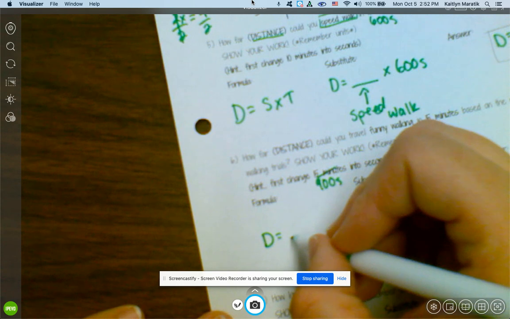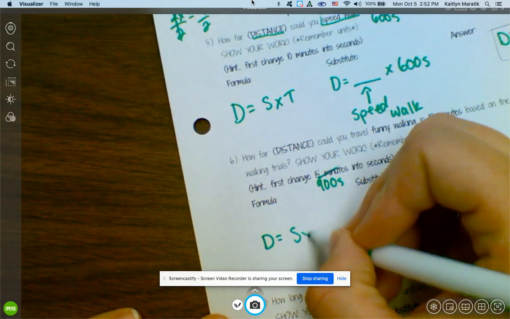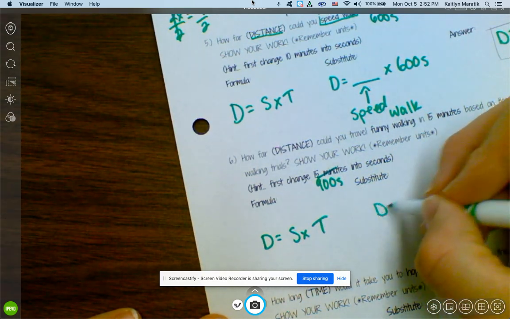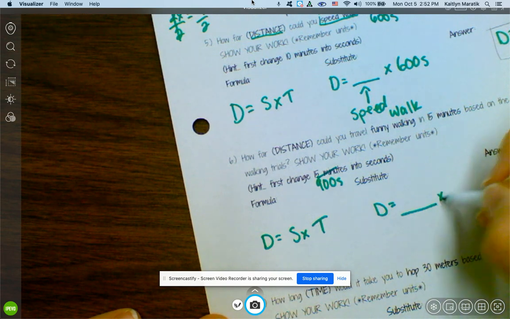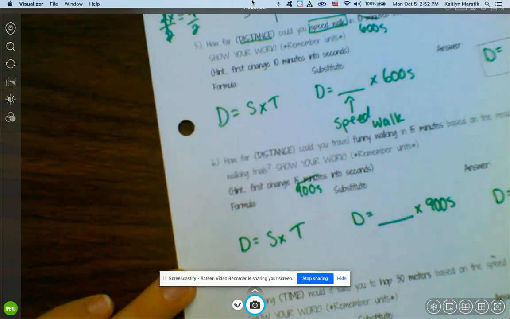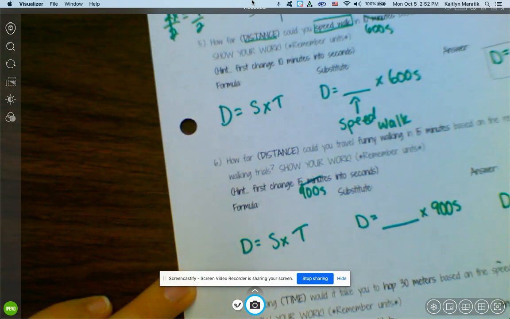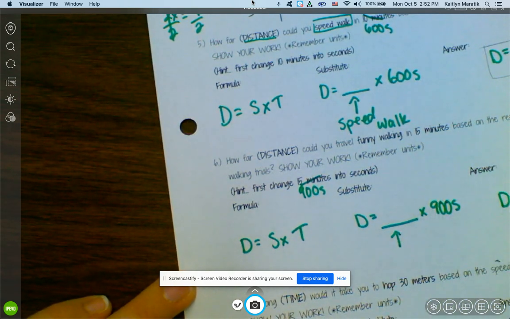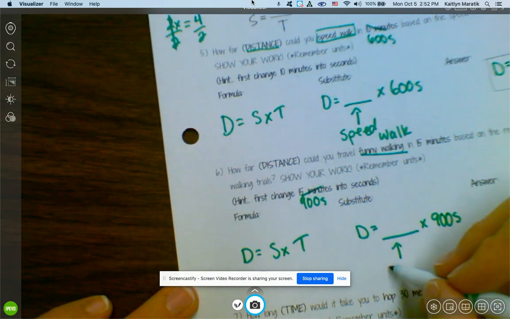Distance is equal to speed times time. So distance is equal to blank times our 900 seconds this time. So distance is going to be equal to blank meters. What am I putting in this blank here? I'm using my funny walk speed.